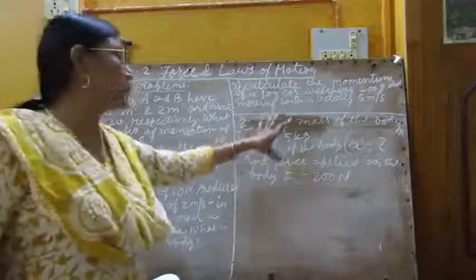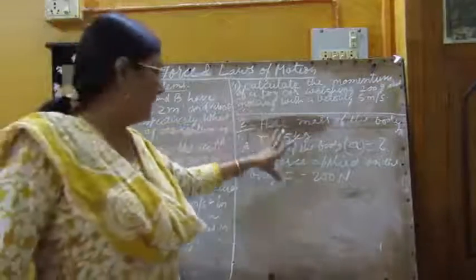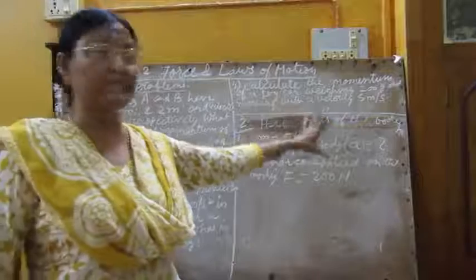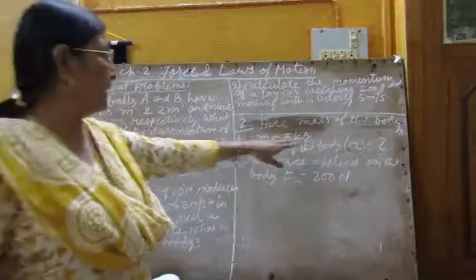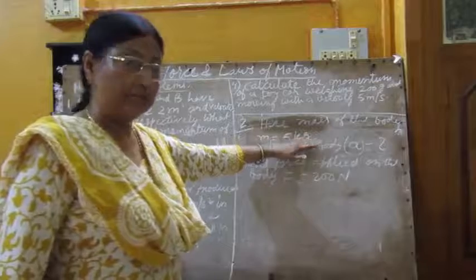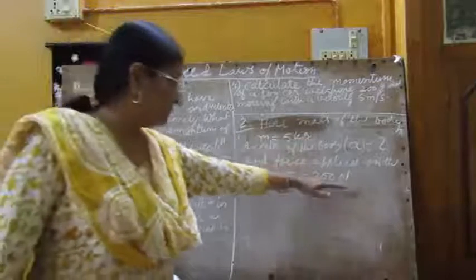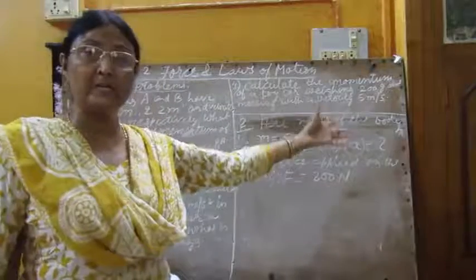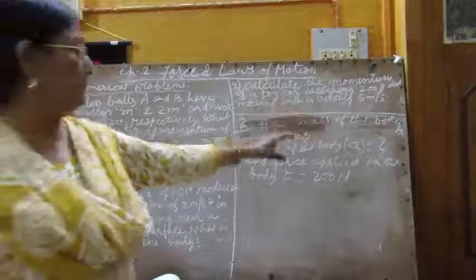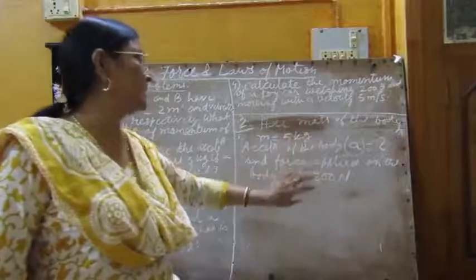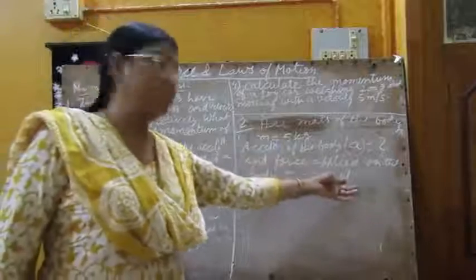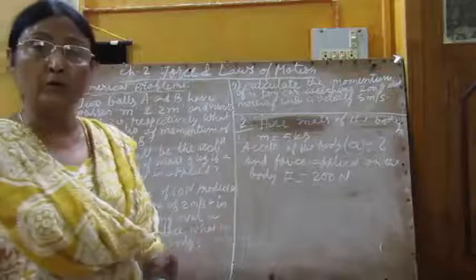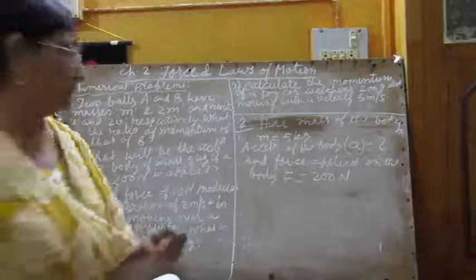Before solving the problem, please keep in mind that all units should be in SI units, which means the mass will be in kg, force will be in newtons, and the acceleration will come in meter per second square. If there is any change, suppose mass is given in grams or force is given in dynes, then you have to convert it to SI units, otherwise your answer will come out wrong.